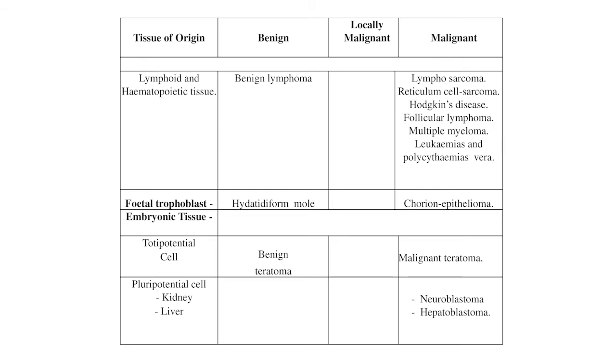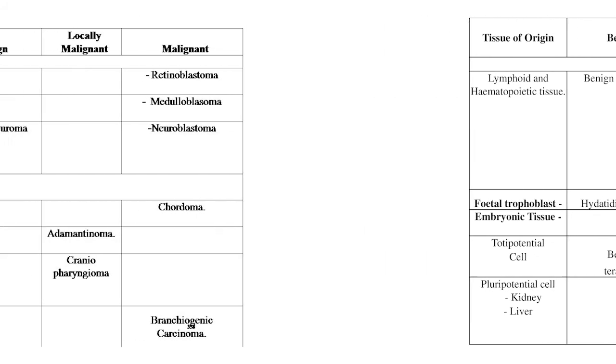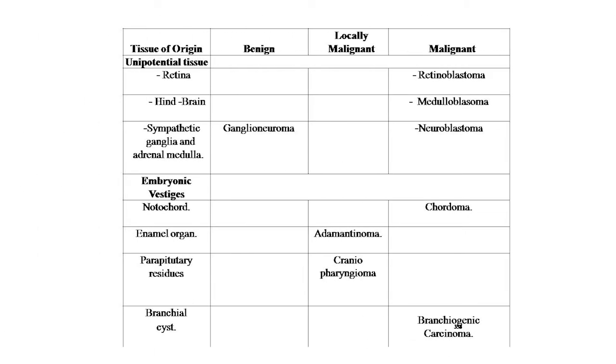Pluripotential cells, that is the kidney and liver, develop the malignant tumors neuroblastoma and hepatoblastoma. Now the next tissue origin is the unipotential tissue, that is the retina, and the malignant tumor is the retinoblastoma. Hindbrain develops the malignant medulloblastoma. Sympathetic ganglia and the adrenal medulla develop the ganglioneuroma, that is the neuroblastoma.